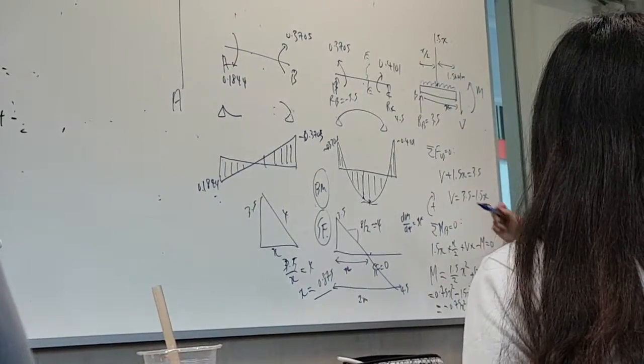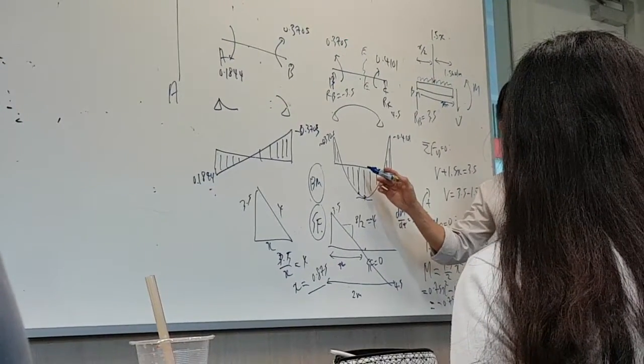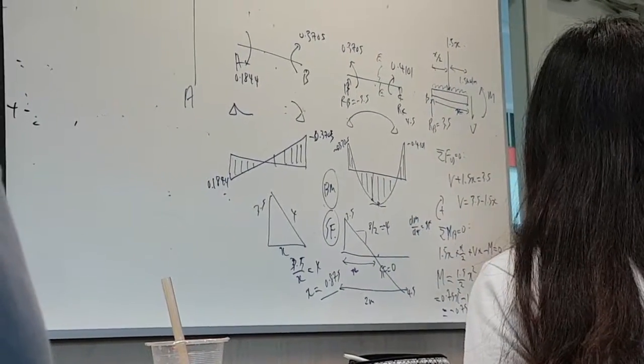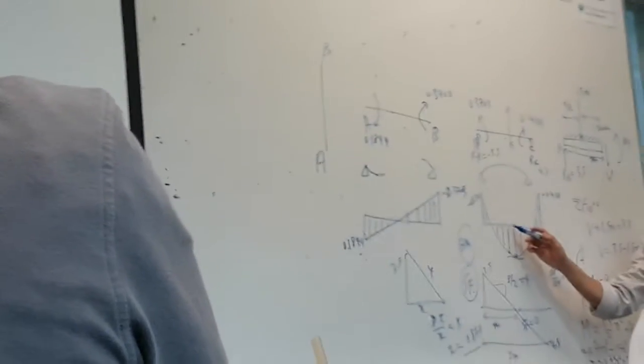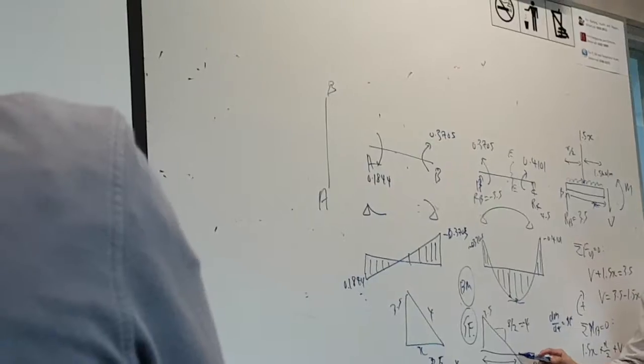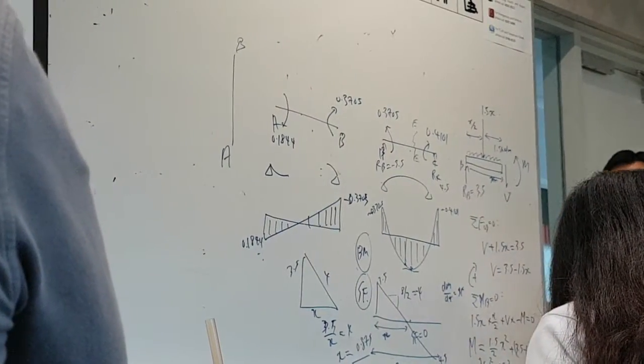This is the point if I want to ask you what is the bending moment at the center of the span. But if I ask you for the maximum bending moment, you don't know whether it might be at the center. You have to determine where the shear force is equal to 0. That is the location where the bending moment is maximum.